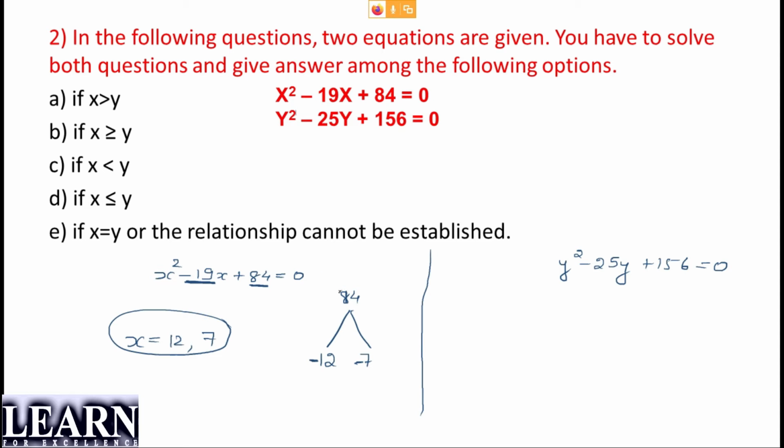Yes, what about y? We have to take out the branch values of 156. What is the branch value now? Yes guys, what is the branch value? 12 and 13. Raj Manohar, please take it out. 12, 13 times. Yeah, Kirtana, good. Amanullah, good. Answer is 12, 13 times.